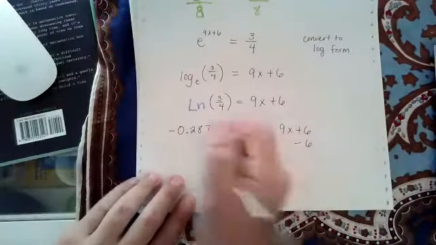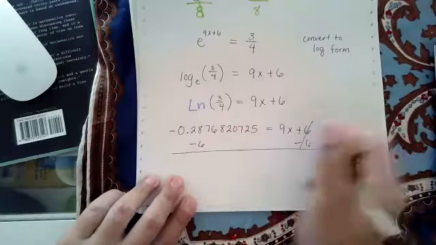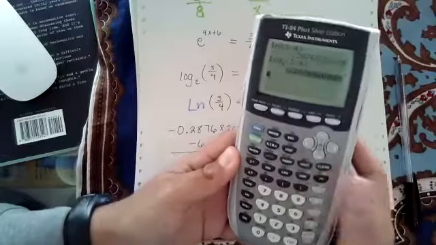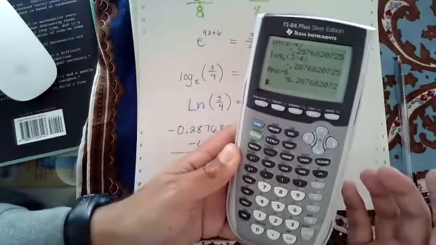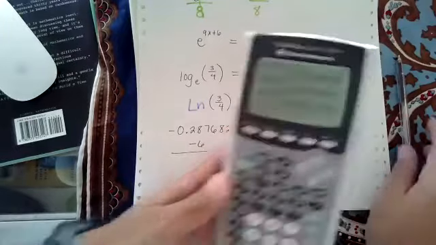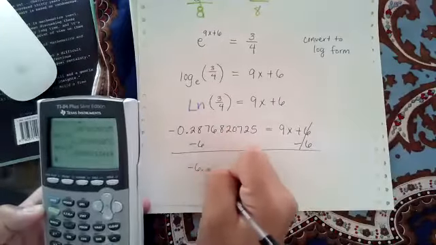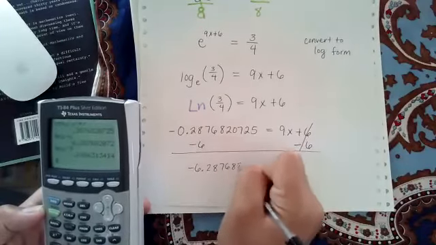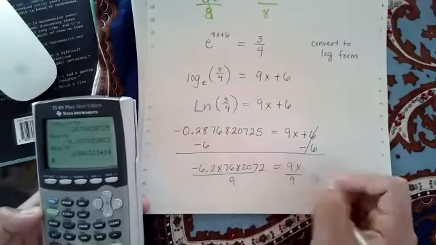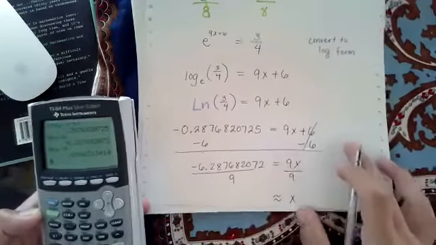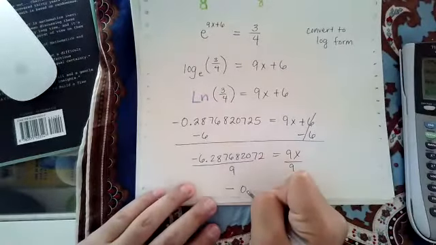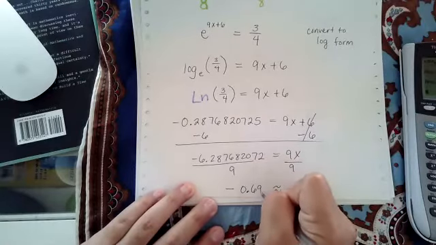So minus 6, minus 6. Again, with decimal numbers like this, you'll want to just keep that output in your calculator so that you can just subtract the 6. And then we'll just divide that number by 9. So we ended up getting negative 6.287682072 is equal to 9x, then dividing by 9. So you get x is approximately equal to, and then we just wanted 3 decimal places, so negative 0.699.